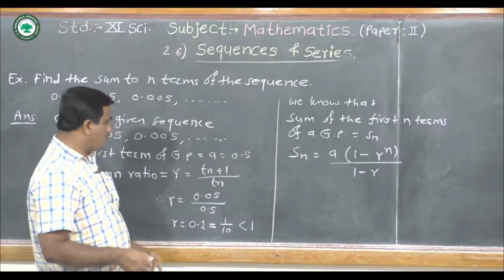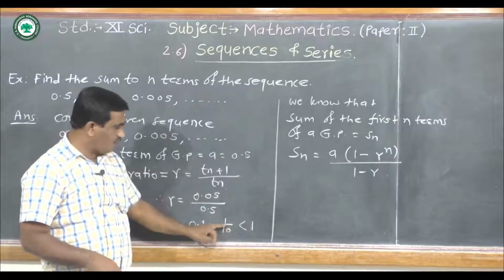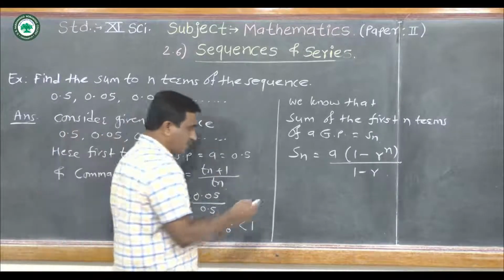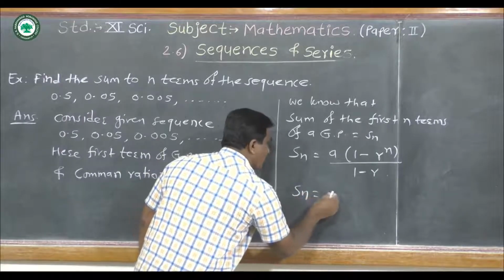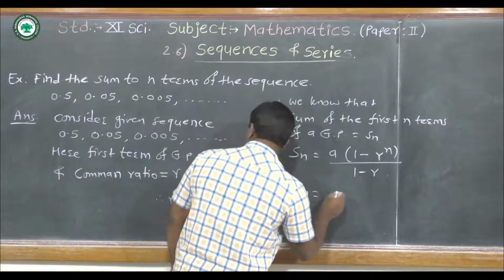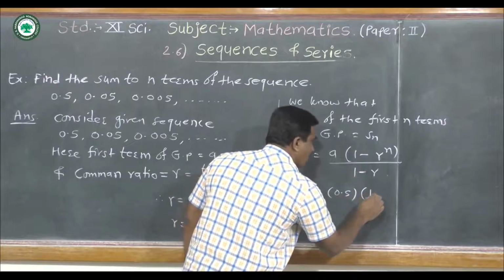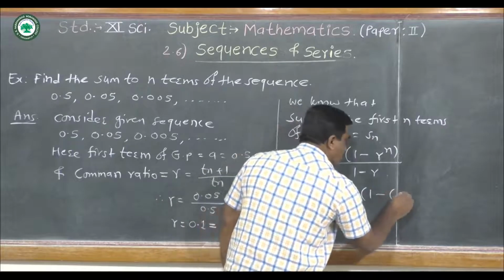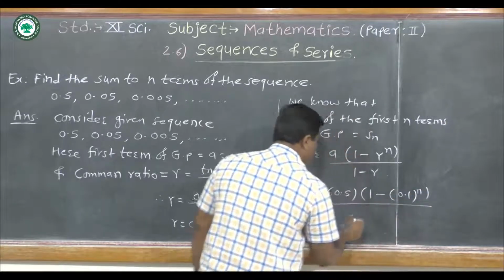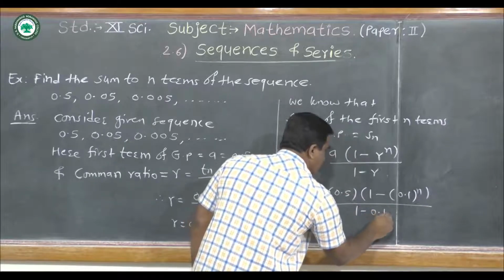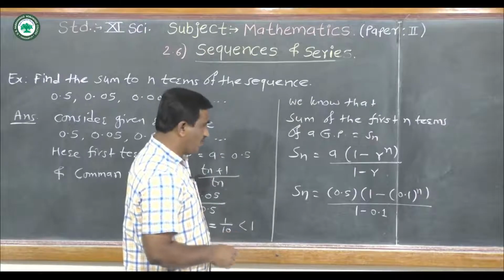Now put values of A and R here. A is equal to 0.5 and R is equal to 1 upon 10 or 0.1. Therefore, Sn is equal to A, means 0.5 into, in bracket, 1 minus R, 0.1 bracket raised to n, upon 1 minus 0.1.